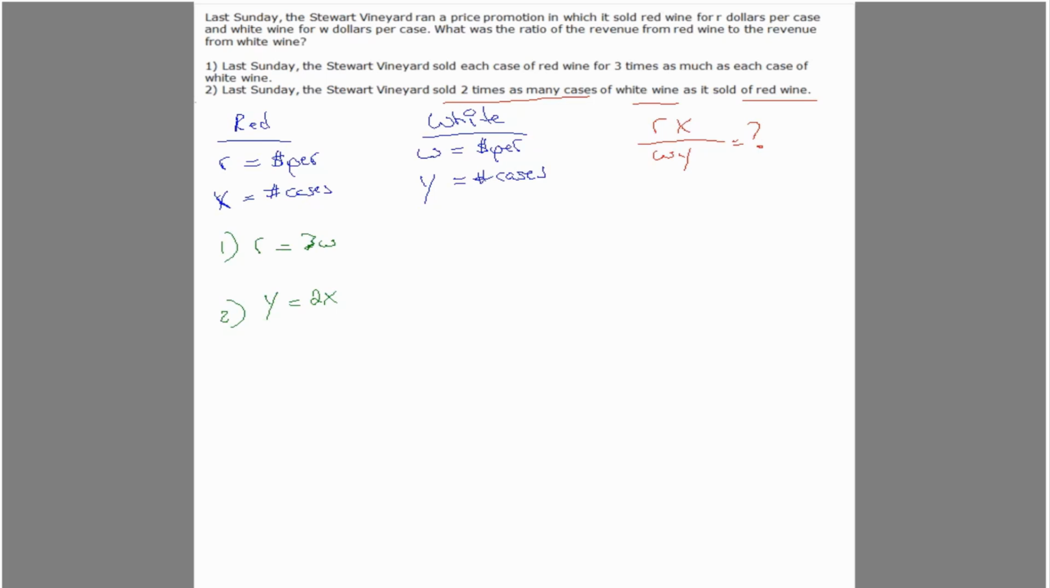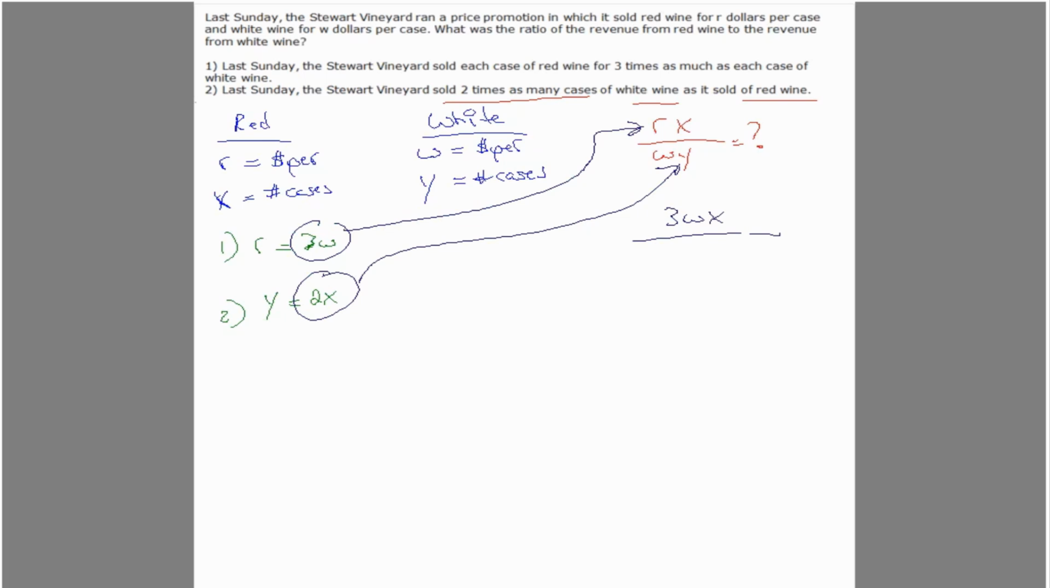Now, the final step, which we did before: we take this, we sub that in for R, we take this, we sub that in for Y, we end up with 3WX over 2WX, and we cancel out, and look at that. We get a ratio of 3 over 2. It's sufficient.